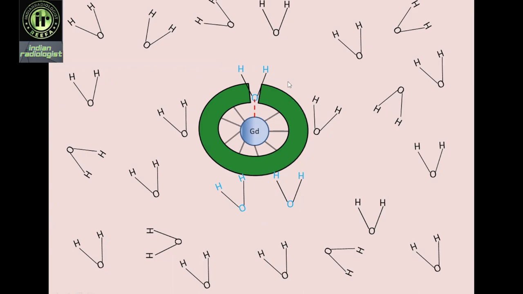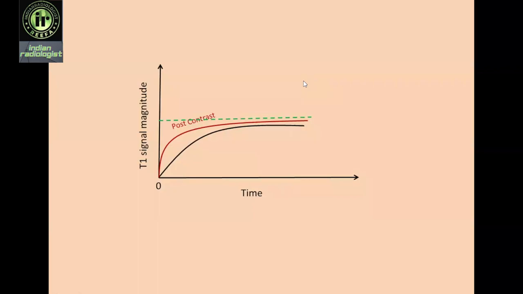Now in this way, one molecule relaxes and goes out, then the other molecule comes. With this type of exchange, in 1 second, gadolinium can relax 10 to the power of 6 hydrogen protons, that means 1 million water molecules can get relaxed by this method in 1 second. So you can imagine the fastness and the power of the gadolinium molecule. This process gets repeated 10 to the power of 6 times in 1 second.